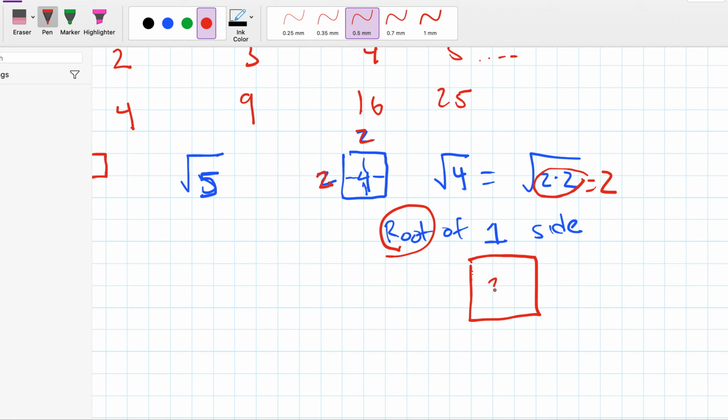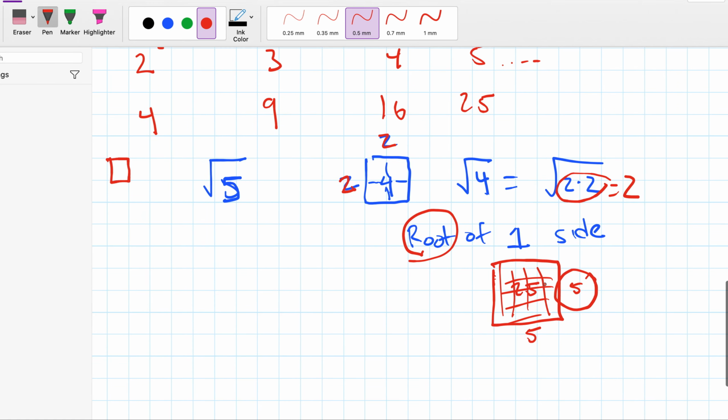So let's say the square root of 25. What is the root of one side? Well, it would be a 5 by 5. So a 5 by 5 will make 25 little bricks in the middle here. And we know the square root of 25 is 5. One of the sides is 5. So that's what the root is talking about.